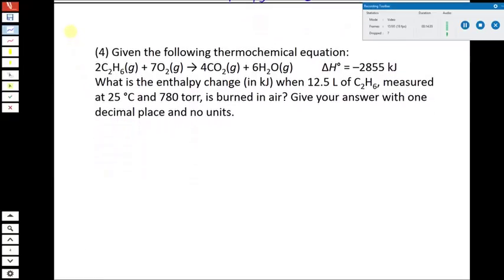Number 4 gives us a thermochemical equation for the combustion of ethane, C2H6: ethane plus oxygen making CO2 and water with the correct coefficients, delta H given as negative 2,855 kilojoules. We want to know what is the enthalpy change in kilojoules when 12.5 liters of ethane measured at 25 degrees Celsius and 780 torr is burned in air. Give your answer with one decimal place and no units.